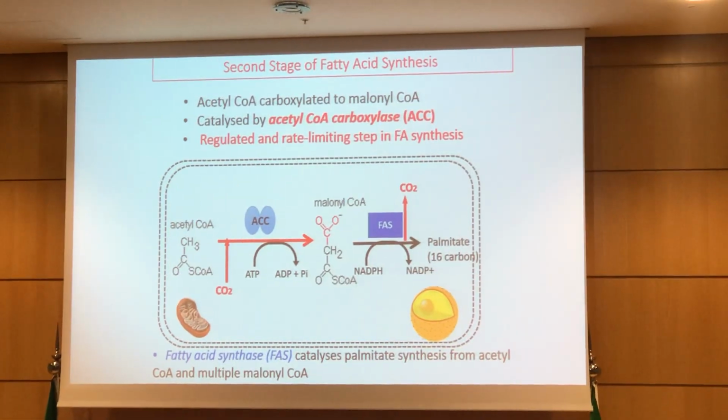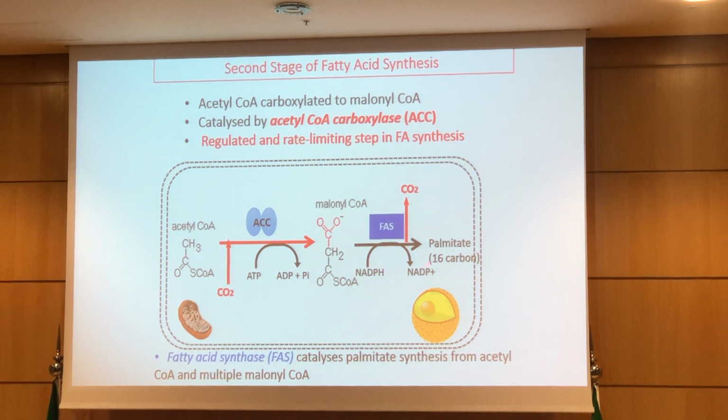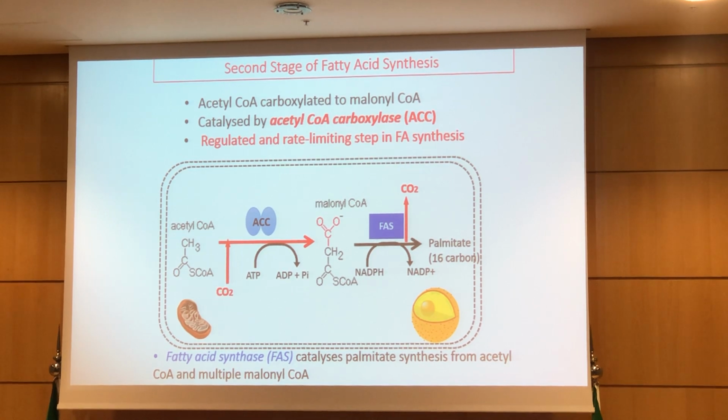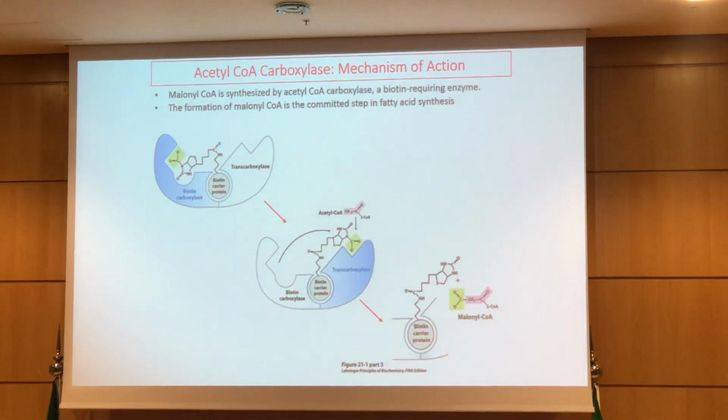Now, I can use those 2 things, the 2-carbon molecule and the 3-carbon molecule, and I can now make a fatty acid chain. And the body makes a saturated fat called palmitoyl-CoA or palmitate. For that, I need another enzyme called fatty acid synthase. Fatty acid synthase is actually 5 enzymes all in one. But I'll come to that later. Let's just look at acetyl-CoA carboxylase quickly because it is the regulated step of fat synthesis.